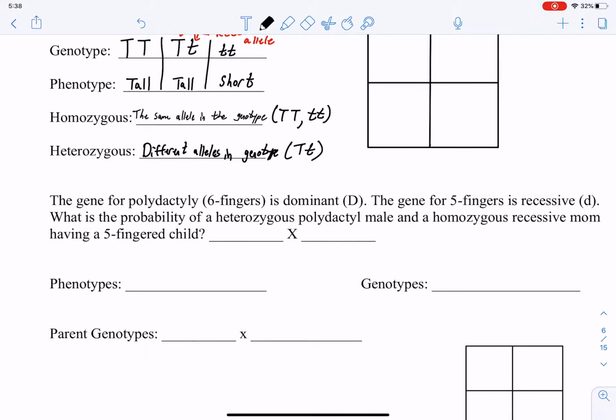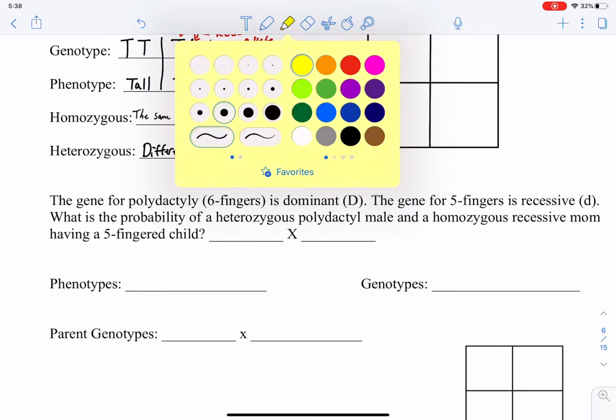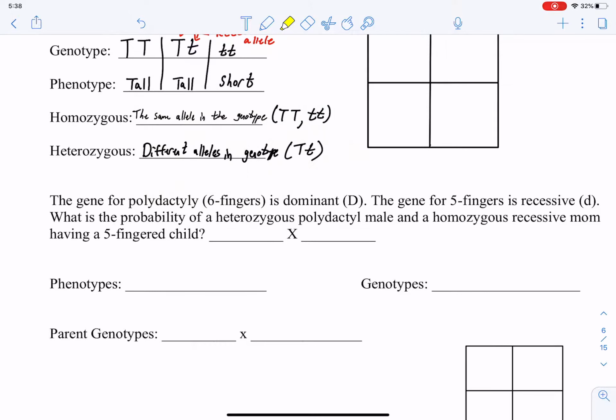Okay, so we're going to go ahead and highlight any of the important terms that we might need. And for this, you want to highlight those terms that we just talked about. So for the male, for example, the dad is heterozygous polydactyly, and the mom is homozygous recessive. Heterozygous, again, we know is going to be one dominant, one recessive. So this is going to be big D, little d. So there's the male.